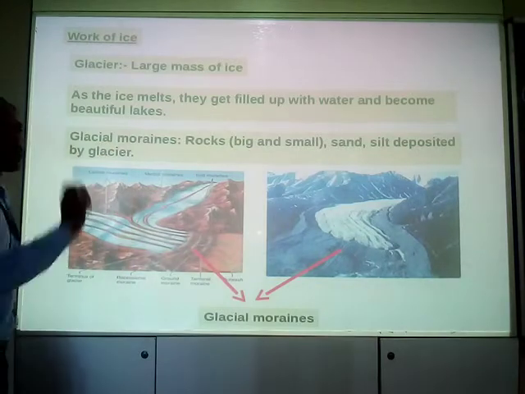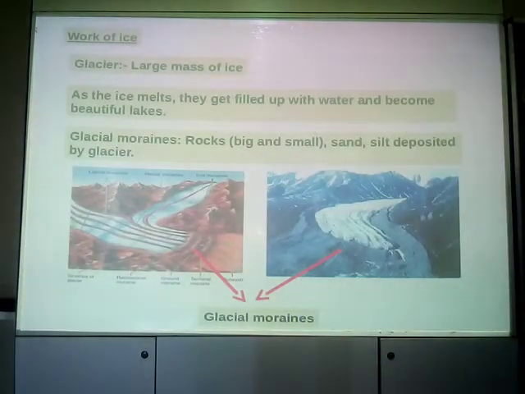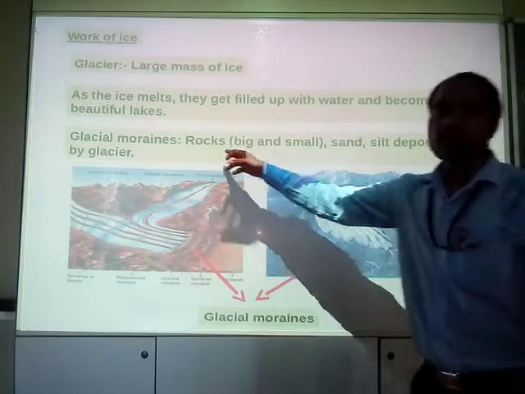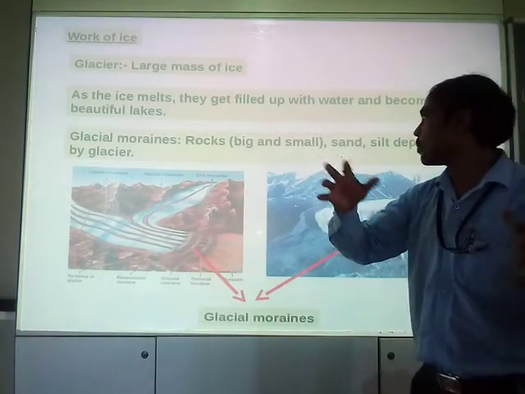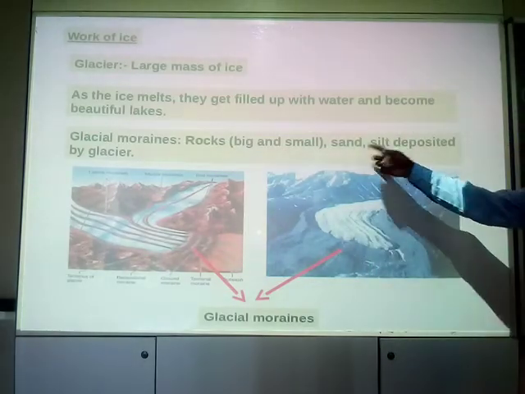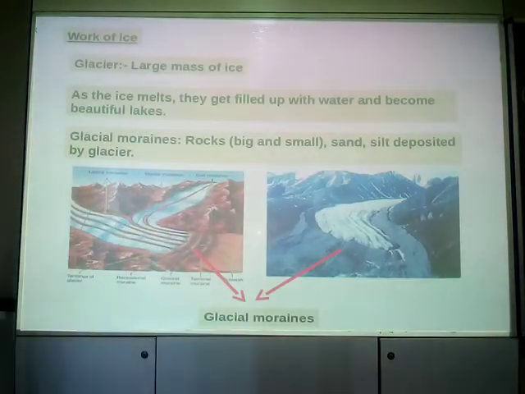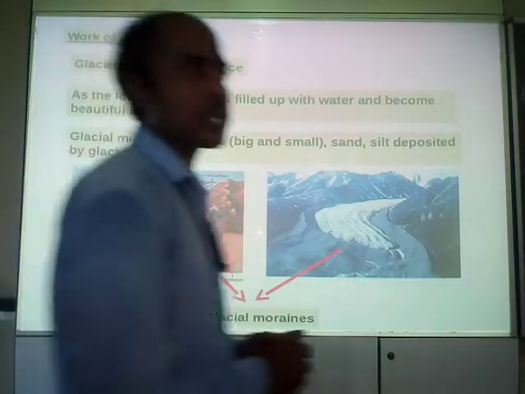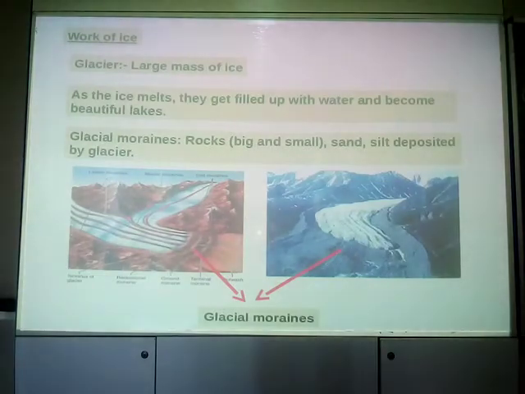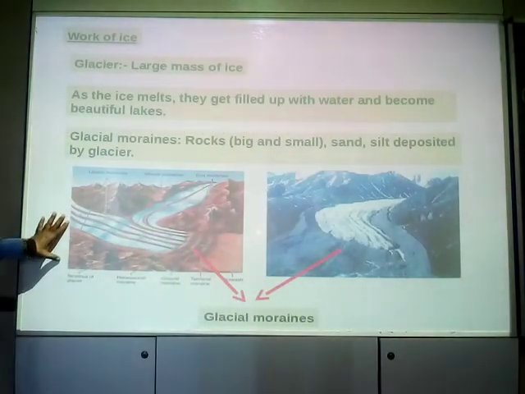Now glacial moraines. Glacial moraines is another term. Okay, rocks, big and small, either big rock or small rock. So the rock, sand, silt, all deposited by glacier, form a structure known as glacial moraines. Okay, see a beautiful picture of glacial moraines.